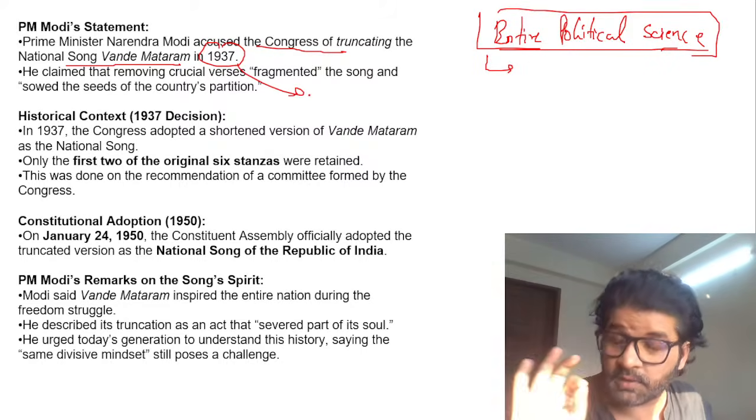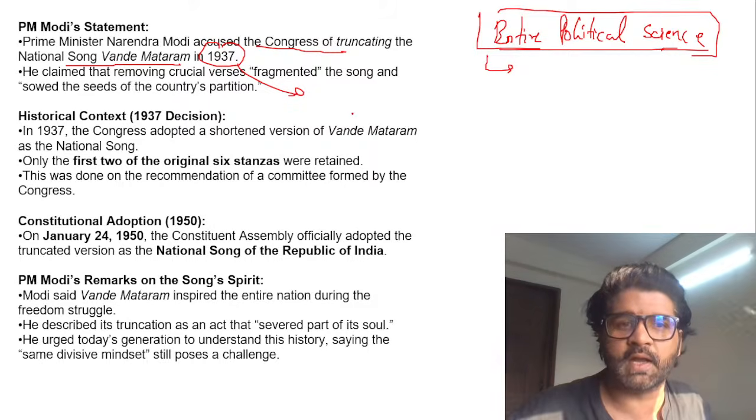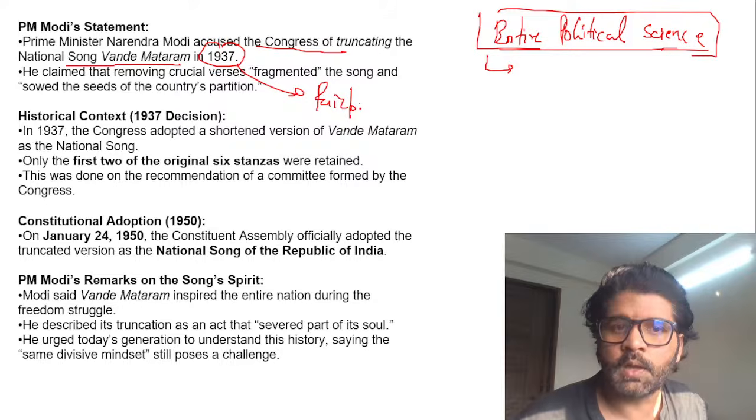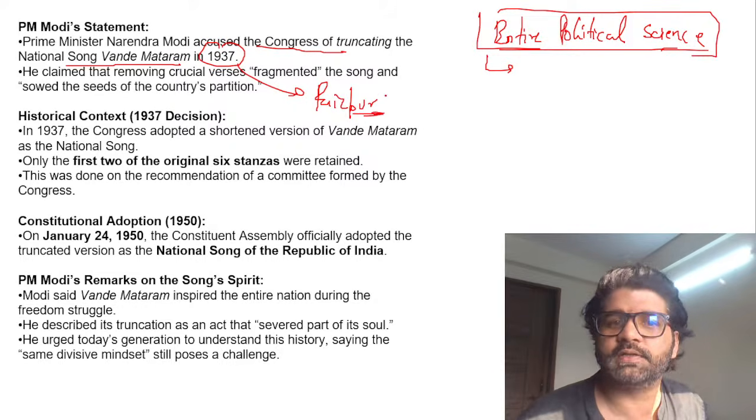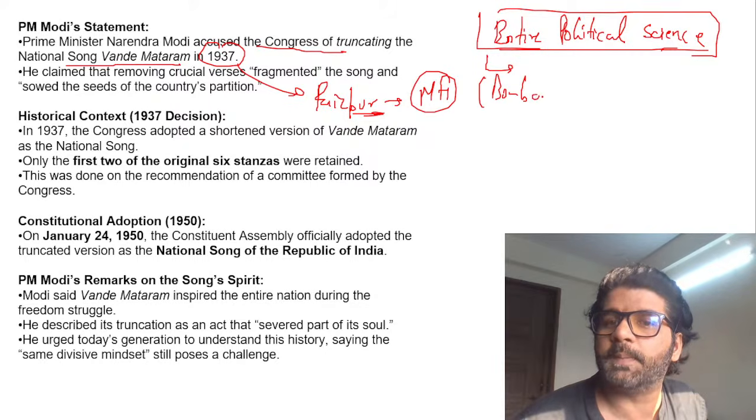Modi sir has accused Congress of truncating the national song Vande Mataram in 1937. Now this is important. Leaving aside the political connotation, let's focus on the important thing, guys. Faizpur session. This 1937 Congress session happened in Faizpur, which is currently in Maharashtra. At that time, it was part of Bombay Presidency, guys.